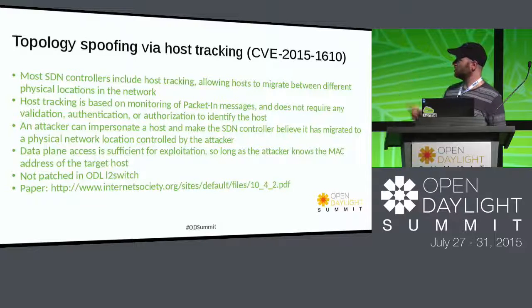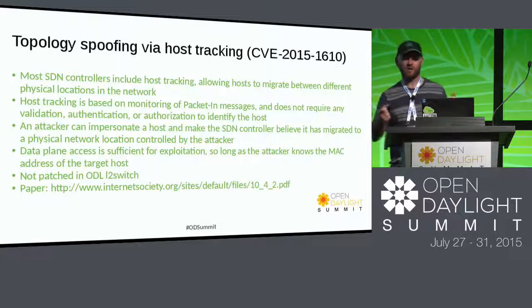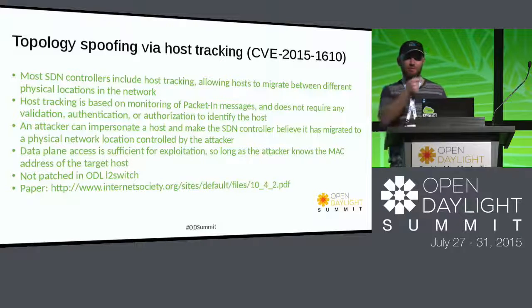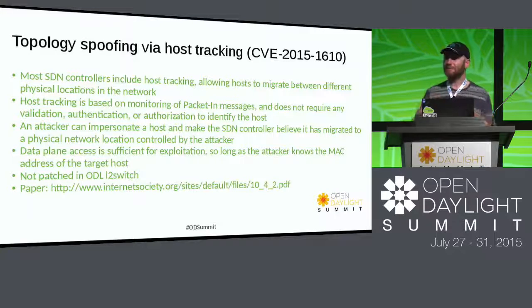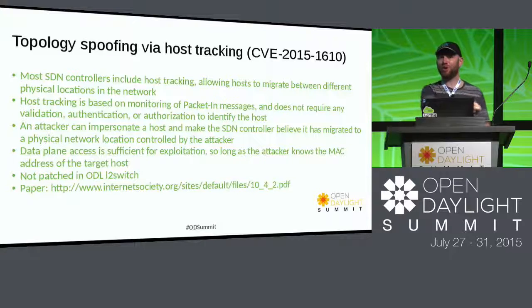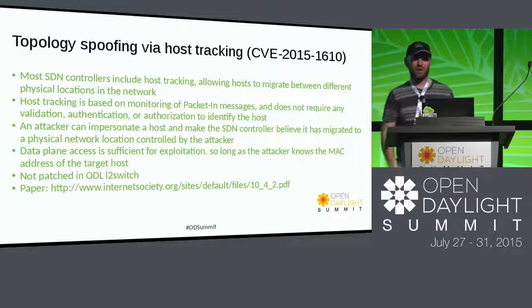One of them that I found interesting is this topology spoofing flaw. It's because SDN controllers include host tracking functionality that enables you to physically change the location of a host on the network. So you change its position in the patch panel, or you move it from one switch to another switch, but it's able to identify that it's the same system. And this is done by monitoring packet-in messages. So what it means is, because there's no authentication or authorization for this host migration, an attacker can kind of pretend to be a new host that's migrated on the network and divert traffic to that host.